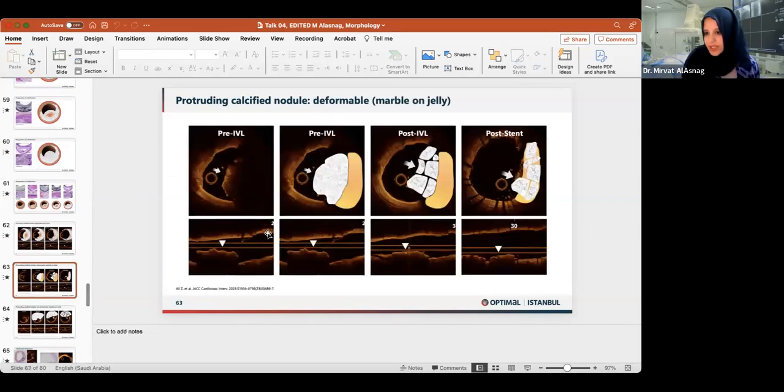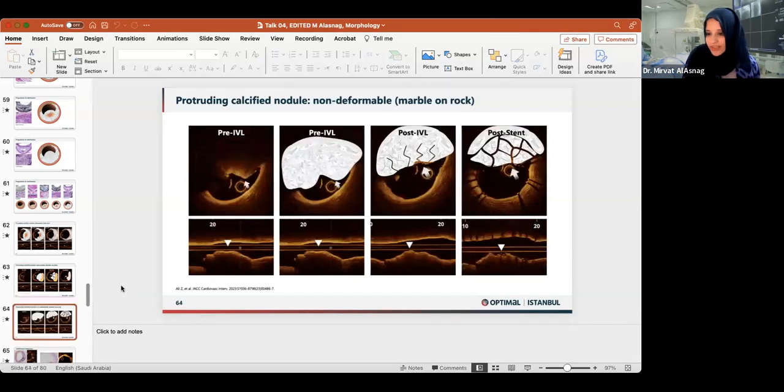So there are two really different types: deformable and non-deformable. The deformable is when you have something like pre-IVL, and you have soft plaque. You don't know what's behind this protruding calcium. When you look behind it over here, you see soft plaque with necrotic tissue and lipid. And so when you do create fractures here, your stent is going to oppose nicely.